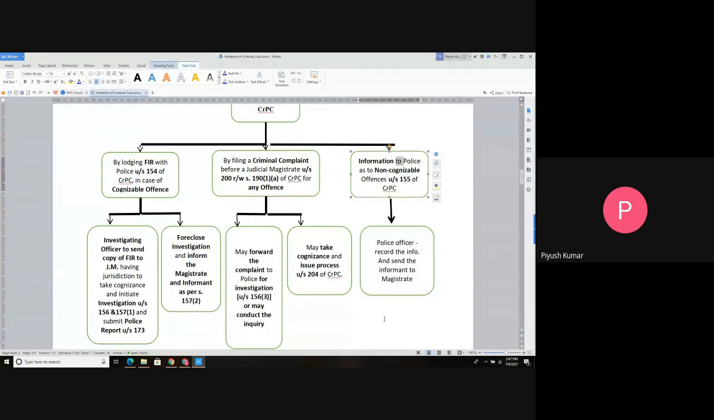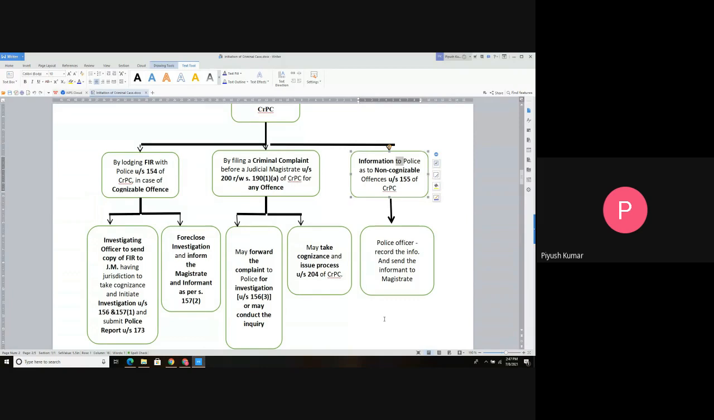But if you want to remember this step in the simplest term for a while, because we will be discussing it in detail later on, then after the registration of FIR, the police officer would start the investigation. But after starting the investigation, he has two options. Either he can continue the investigation and prepare the charge sheet and file it before the magistrate.